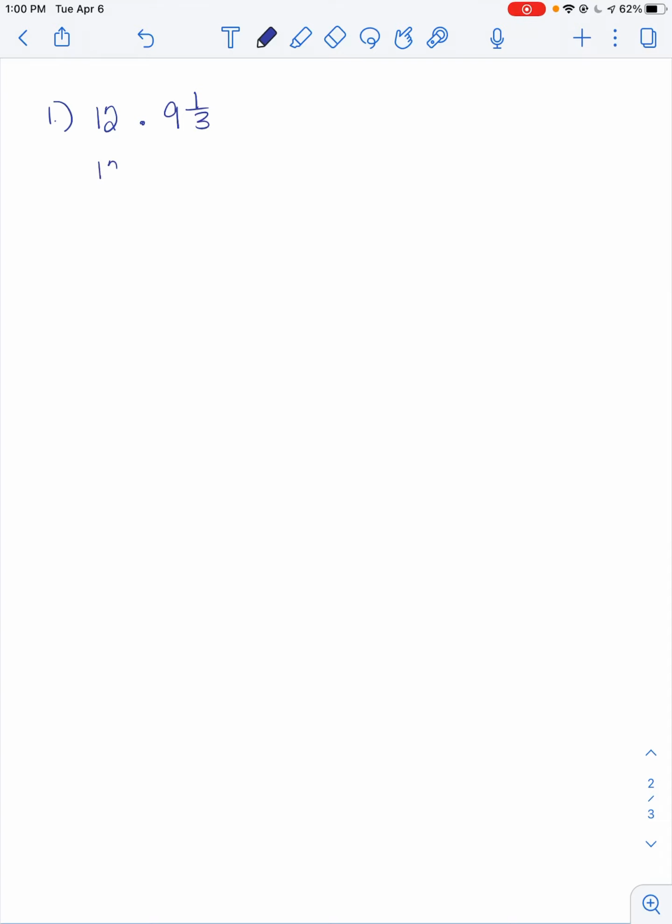Probably the easiest way to do this is to use 12 over 1 and then to turn this mixed number into an improper fraction. When I do that, 3 times 9 is 27 plus 1 is 28. I get 28/3. And then again, the easiest way to multiply this would be to cancel this 3 into 3 once, 3 into 12 4 times, and 4 times 28 is 112. So I would answer this by saying that it requires 112 bags of fertilizer.